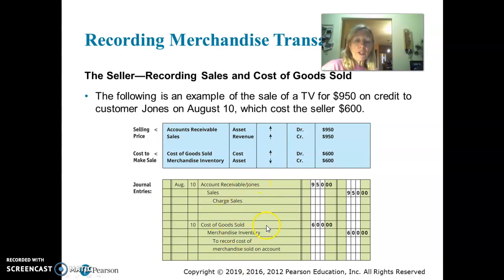And then we have to remember perpetual inventory. So we have to record the cost of goods sold and we have to decrease our merchandise inventory. Okay, so we're good on that. Just remember it's always going to be two separate transactions when you're selling a good to a customer. Seems very cumbersome, but it is just a beginning accounting class. So anyway, that's good there.